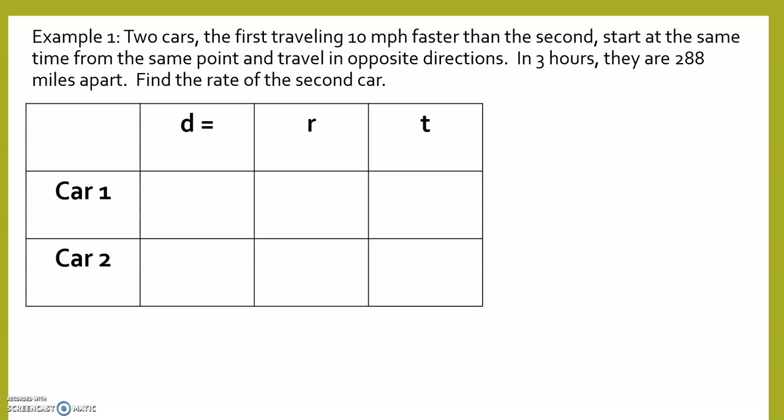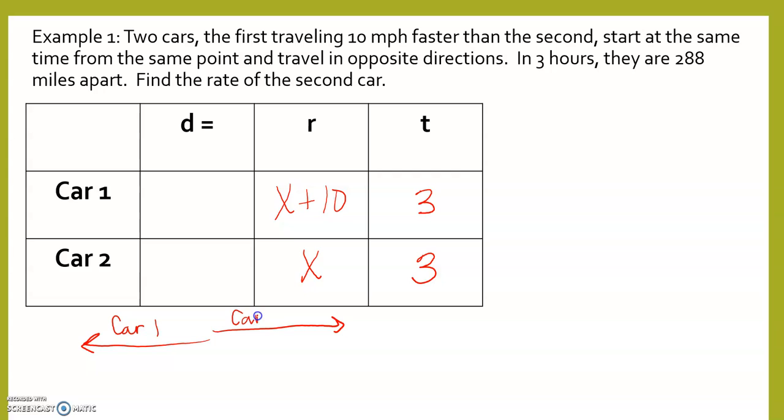We know car 1 is going 10 miles faster than car 2. So we'll name car 2 X for the rate, and car 1's rate is going to be X plus 10. Both cars traveled for 3 hours. Car 1 went this way, car 2 went this way, opposite directions. The total distance they traveled is 288 miles.